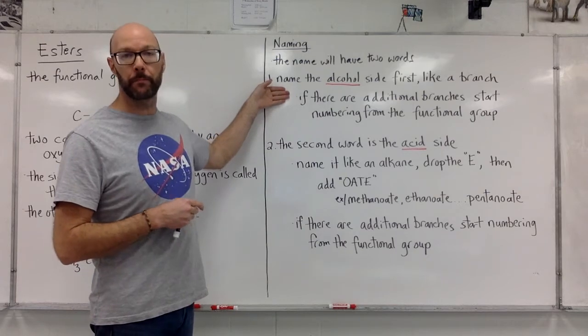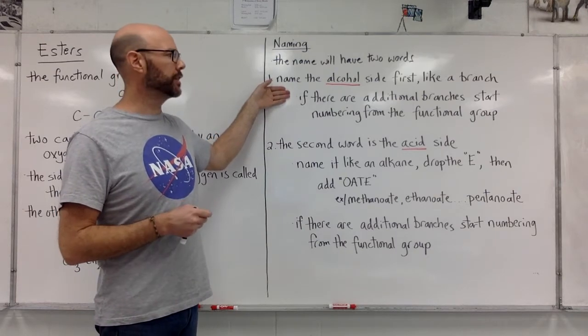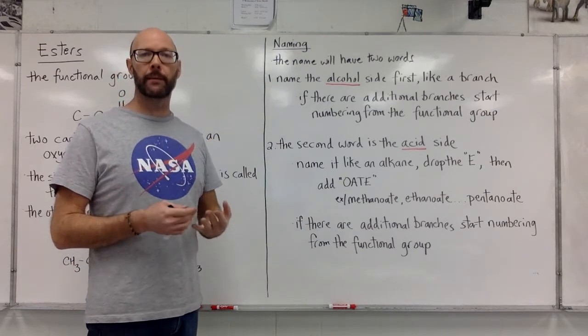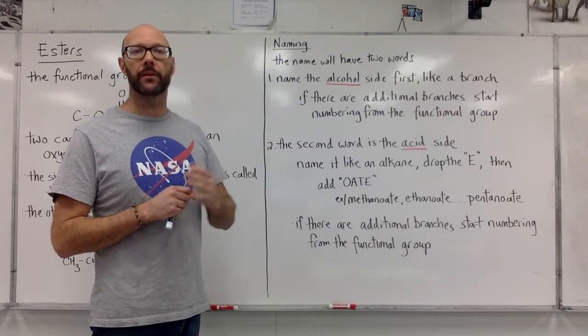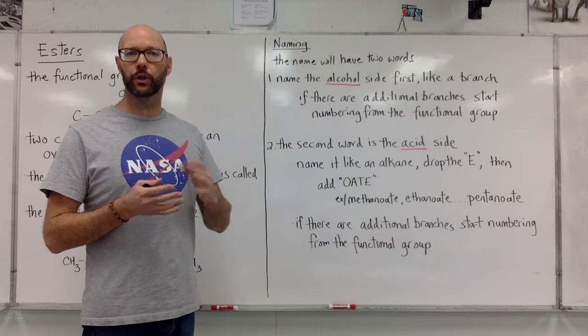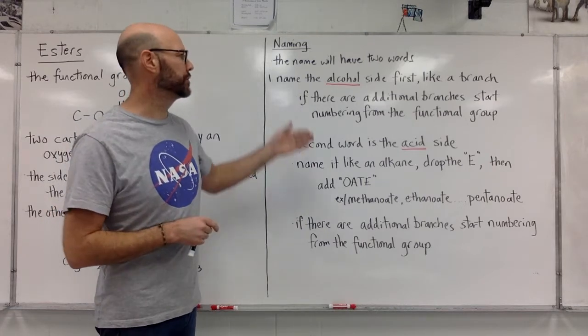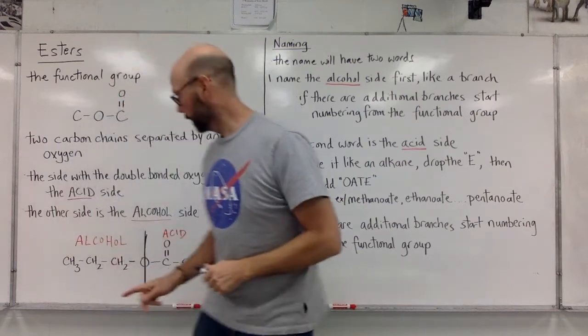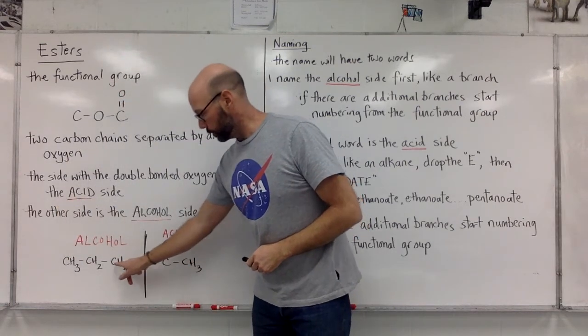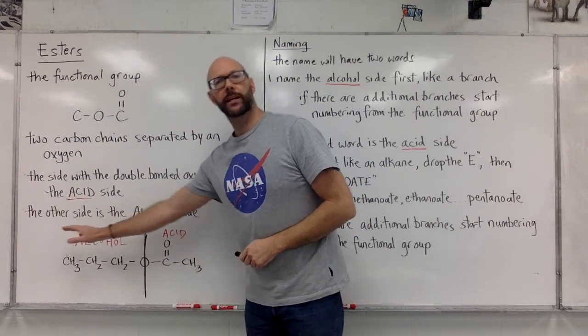If there happens to be branches on the alcohol side, we would follow our normal naming rules: methyl, ethyl, dimethyl. However, in a way similar to carboxylic acids, we would start numbering from the functional group. The functional group, this would be carbon number 1, and then we're moving out from there.